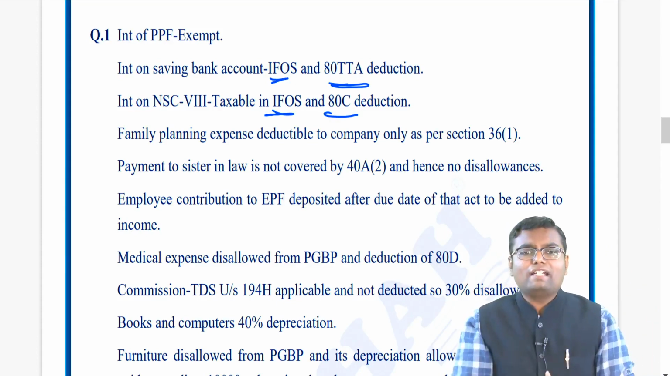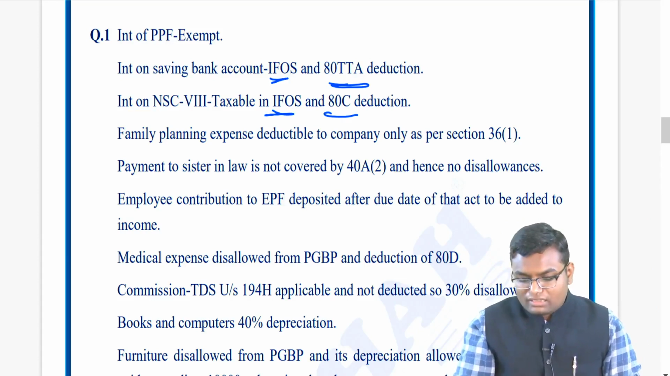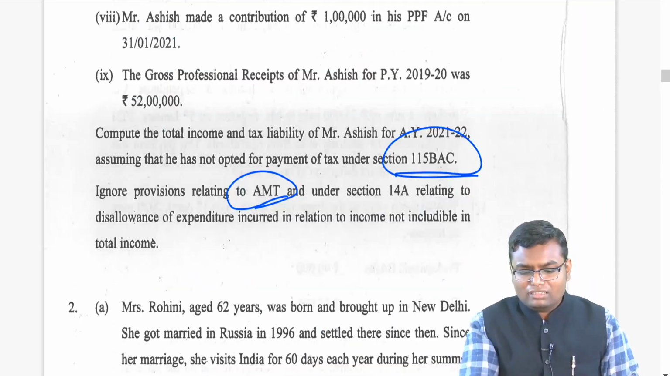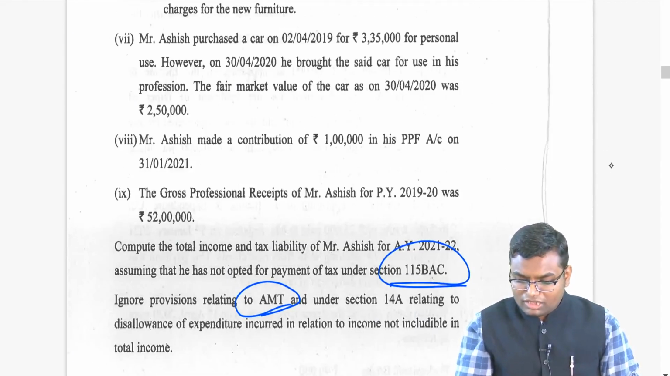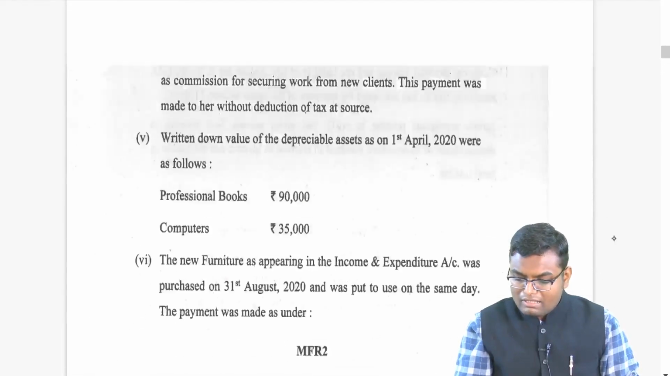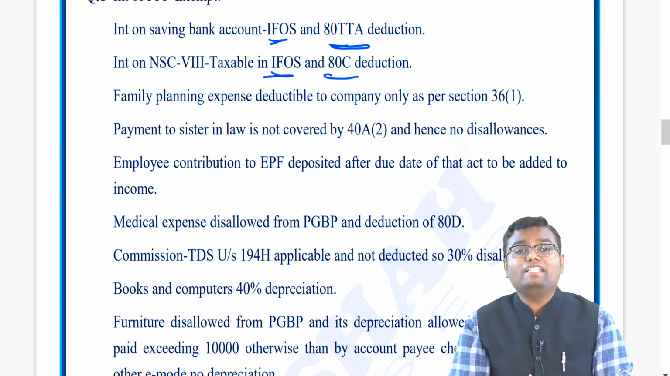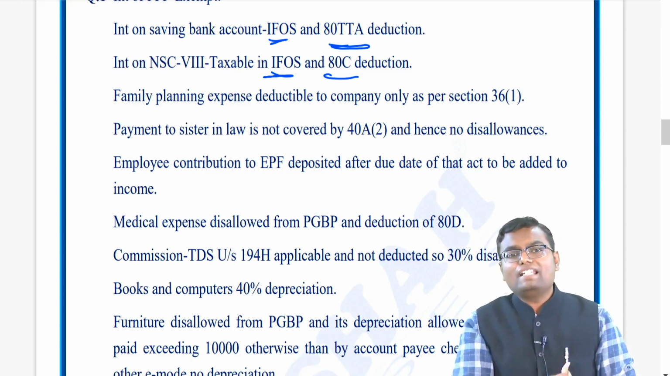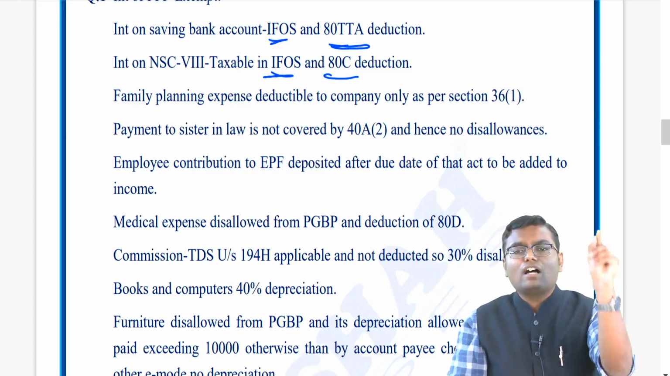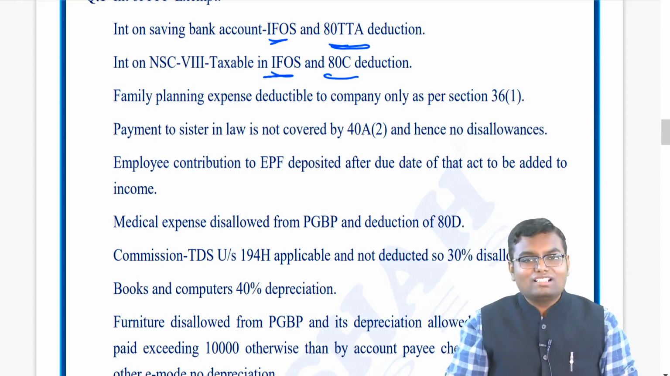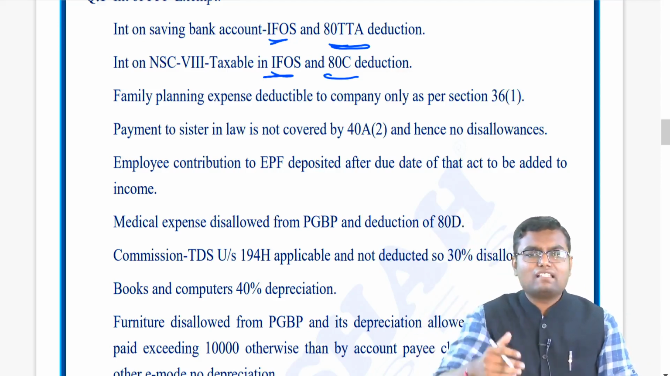In the adjustments, they have given family planning expenditure. But remember, the person who is covered in the question is Mr. Ashish. That means he is not a company, he is an individual, and family planning expense is deductible as per section 36(1) only if you are a company. So here you are not supposed to deduct this expense. If it is debited to P&L, disallow.